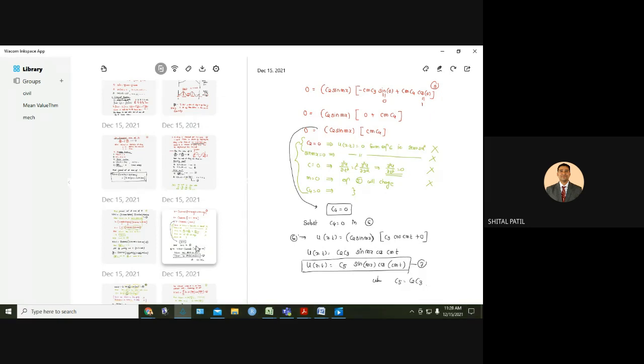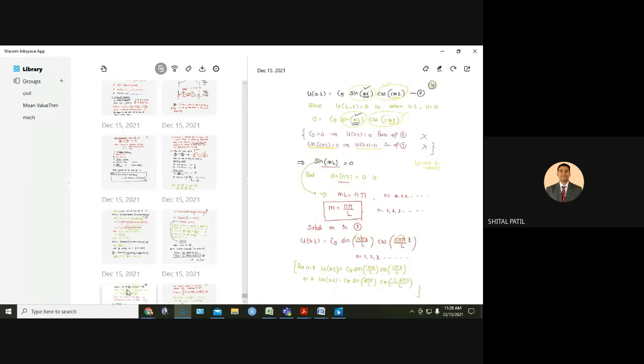Now we'll use the second boundary condition. U of L,t equal to 0. That is, when X equal to L, U equal to 0. Other end fixed. So from there we got sin ML equal to 0. But we know that sin N pi equal to 0. So these two are compared. So ML equal to N pi.